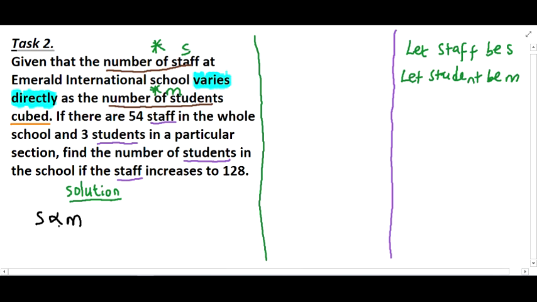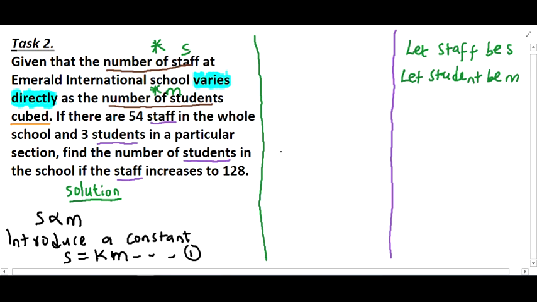So S is number of staff and M is number of students, and this is the proportionality symbol or variation symbol. So what's the first thing we do? We have to introduce a constant. So let's introduce a constant. Let's also use K in this one now. So it becomes that S equal to Km. So from here, this is our general equation, right? Okay, so let's continue.